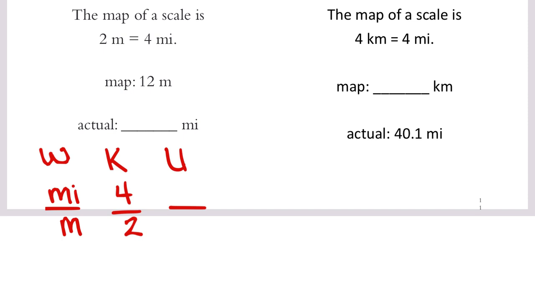And now the unknown part. What number goes where, and the variable? The 12 goes on the bottom with the meters, and you're looking for the miles. If yours is reversed the other way, that is fine. Because no matter what, what answer should you end up with?